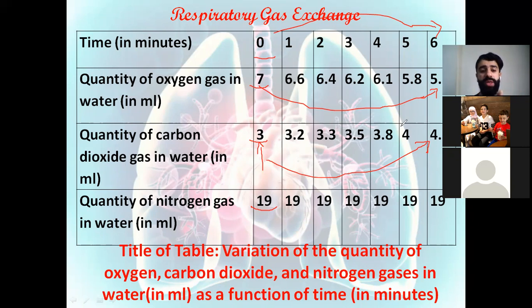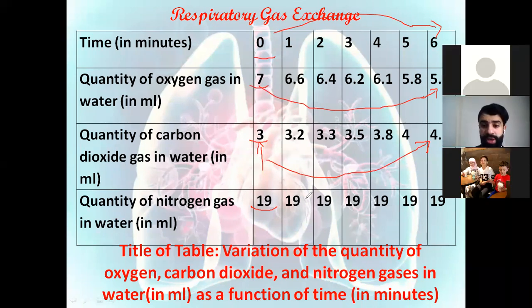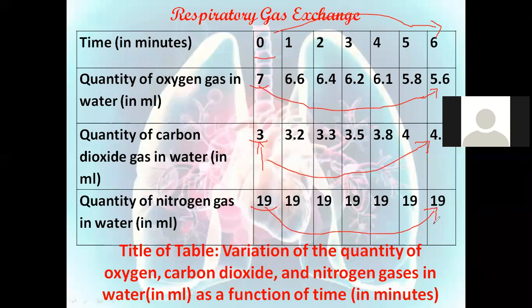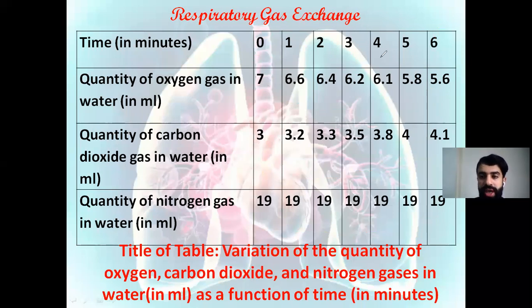Thank you. Quantity of nitrogen gas. Nitrogen gas is 19 milliliter, and it remains the same, meaning that the nitrogen gas is neither consumed nor released. So there is no absorption and no release of the nitrogen gas.